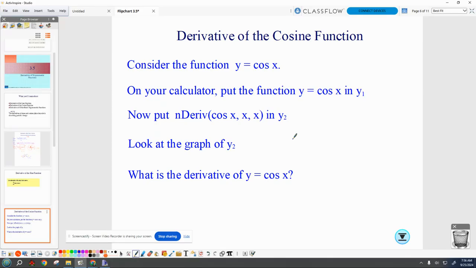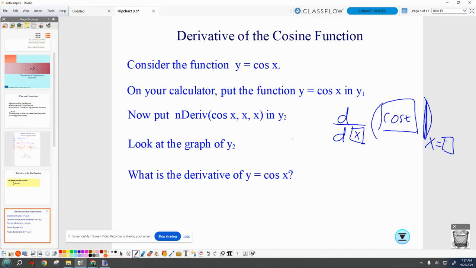Sadie, was there a question? Ours doesn't do the comma X. Oh, yours is better. Those of you who have the 84, you type in the function and it's saying do the derivative with respect to x of the function cosine when the variable equals x. So yours should be sort of nicer.